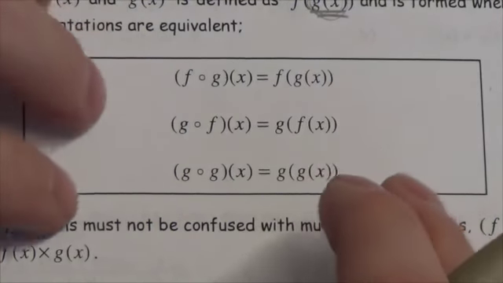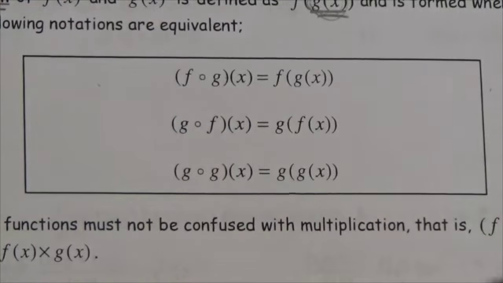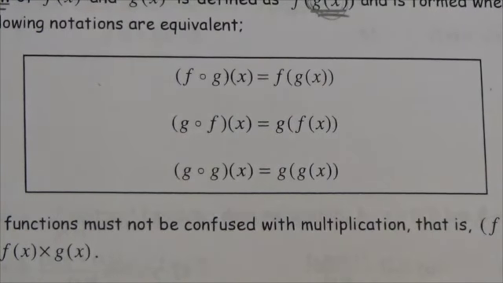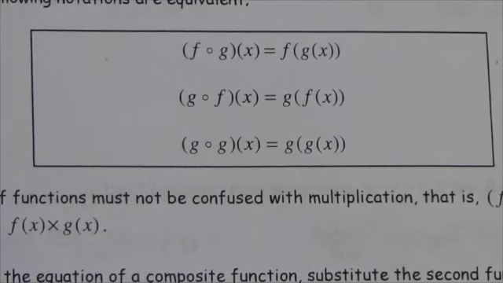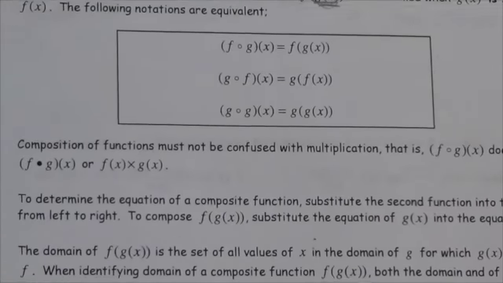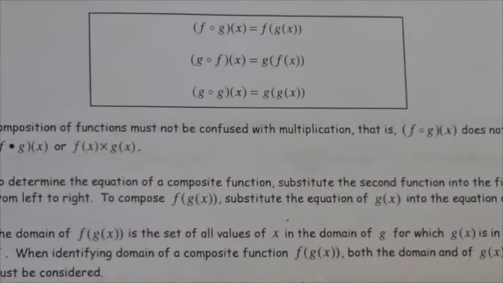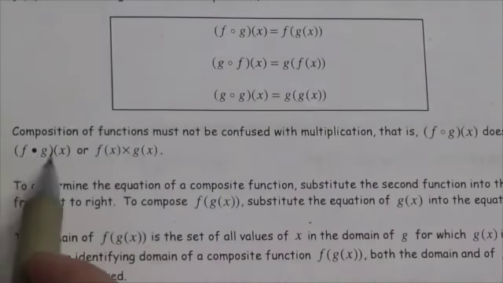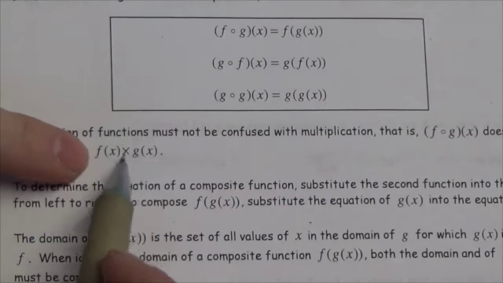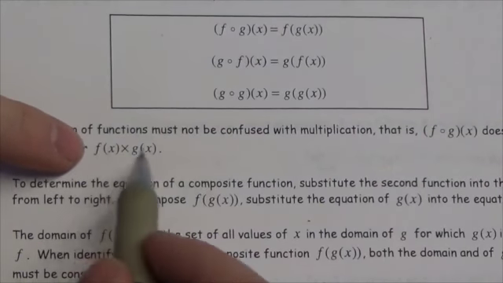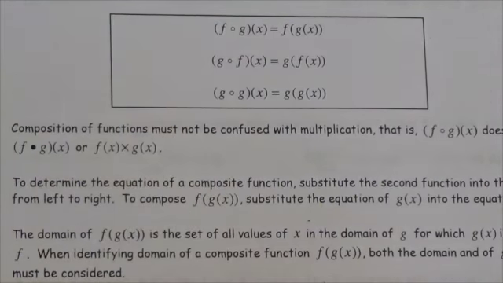Now there are some interesting things that pop up when we start to do this sort of work. A couple of words of warning. This is not to be confused with multiplication. When we have the open circle, it does not mean the same thing as the closed circle. It is not multiplication. It's not f times g. This is f of g. You put the g inside the f function.